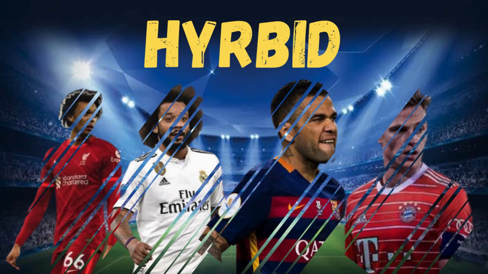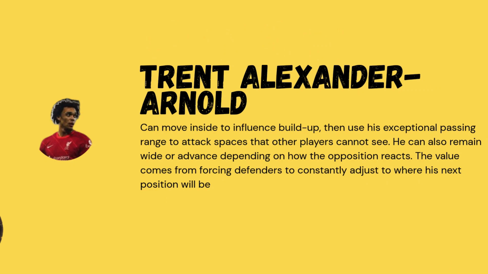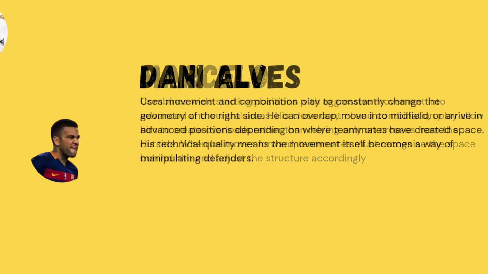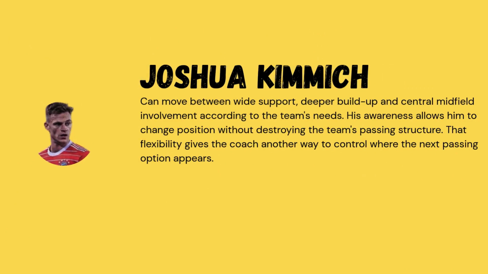Then there's the hybrid fullback. Instead of committing to one movement, this player can overlap, invert, hold the width, or move into advanced areas depending on the position of teammates and the space available. The key quality is not simply athleticism, it is reading the game and knowing when to change roles. Trent Alexander-Arnold, Marcelo, Dani Alves, and Joshua Kimmich all show different versions of this flexibility.